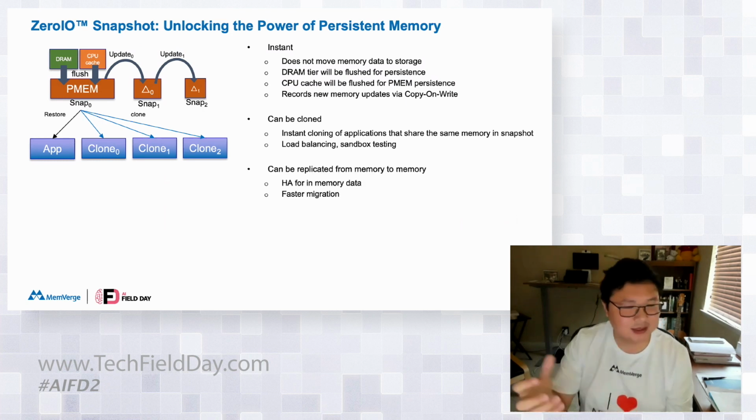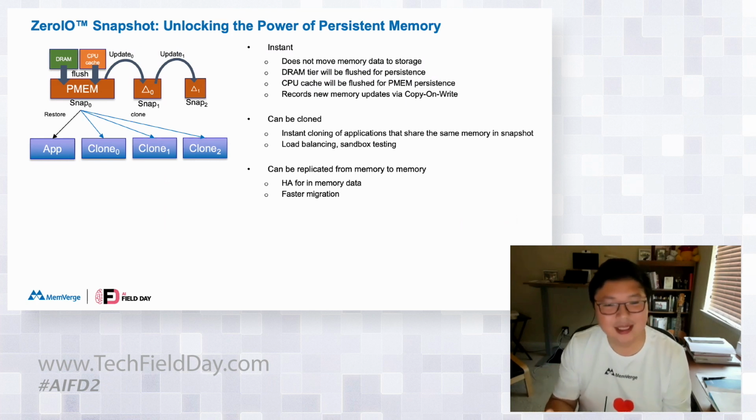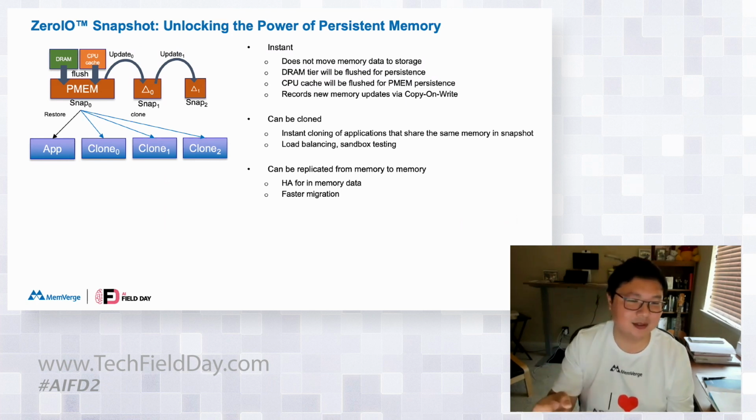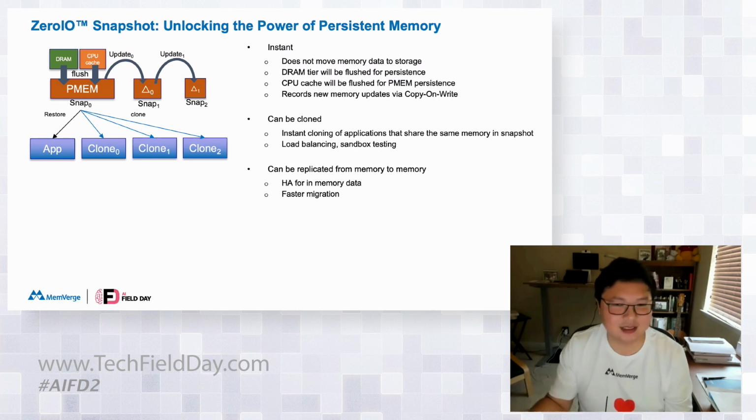So the snapshot, once it's taken, with our recent release you can replicate the snapshot from one server to another server directly from memory, one server's memory to the other server's memory. This basically provides high availability to your in-memory snapshots, and also allows fast migration. So you don't have to copy the snapshot to export to a disk and import it back to the other servers through multiple copies.